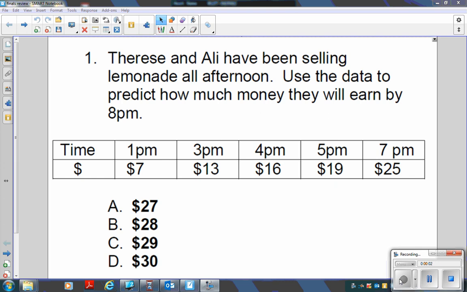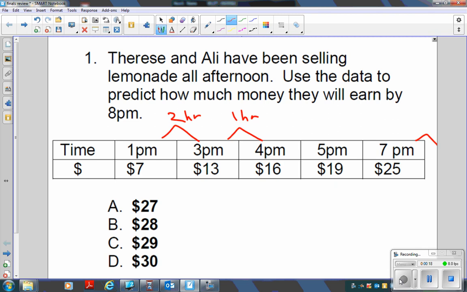All right, this is my finals review for the trailer class. The first question right here asks, how much money will they earn by 8 p.m.? So all you got to realize is how much it is going by. From here to here is going by 2 hours, but from here to here is going by 1 hour. And when it went by 2 hours, they added $6. But then when it went by 1 hour, they added $3.